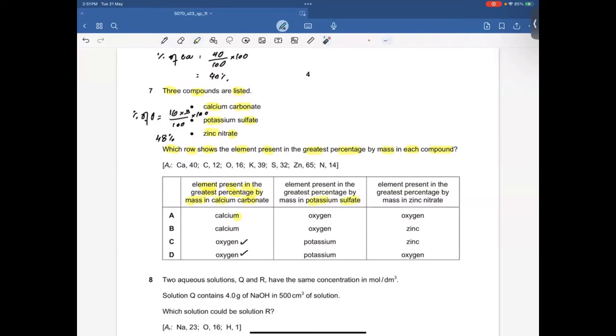And for that, we need to consider oxygen and potassium. So let me change the color. The percentage of potassium in potassium sulfate. So 39 multiplied by 2, because we have 2 potassium in K2SO4. By the way, calcium carbonate has a formula of CaCO3, potassium sulfate has a formula of K2SO4, and zinc nitrate has a formula of Zn(NO3)2.